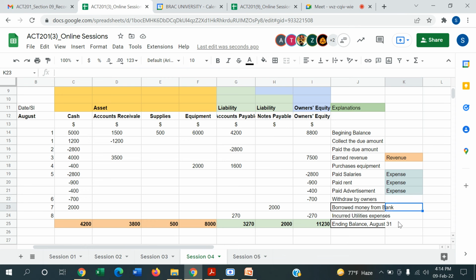Borrowed money from the bank? No, sir. Utility expense? Yes, sir, expense. It's already mentioned.